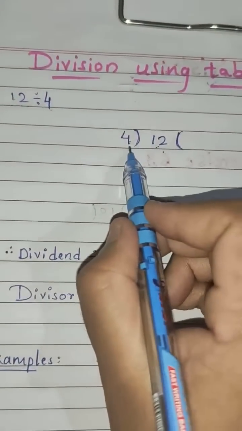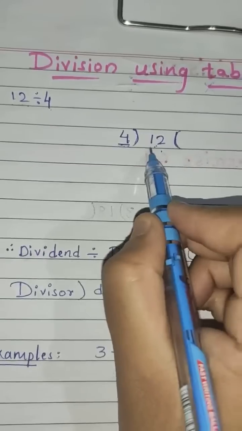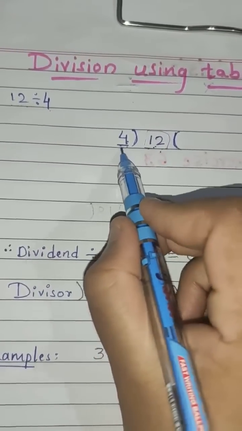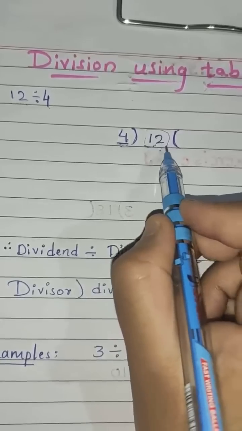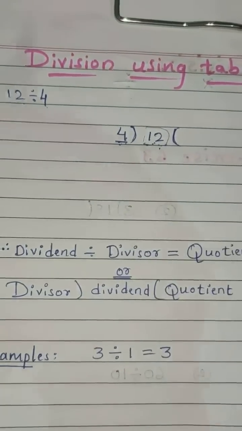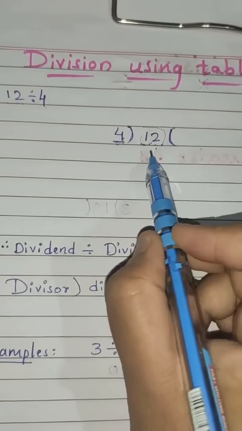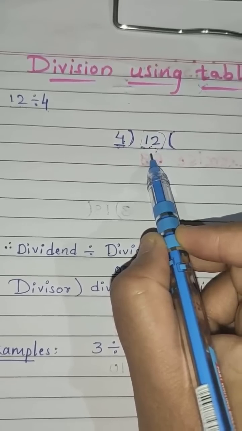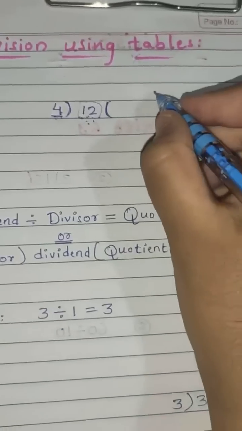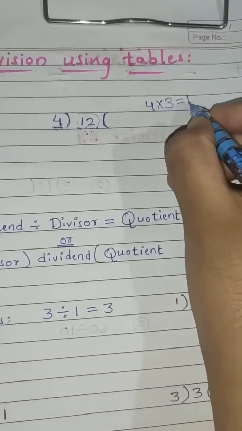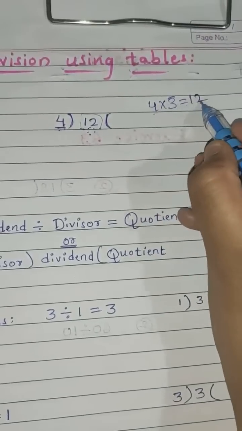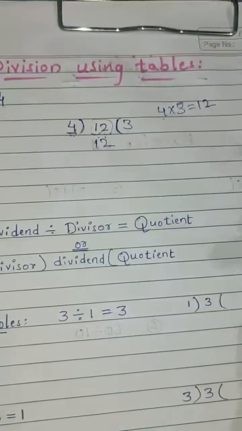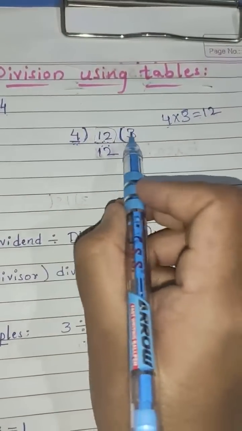Okay, so now you have to count the 4 table till you get the number 12 in the table. So let's count along with me. 4 ones are 4, 4 twos are 8, 4 threes are 12. Yes, we got it here. Yes, 4 threes are 12. So we'll write this: 4 threes are 12.